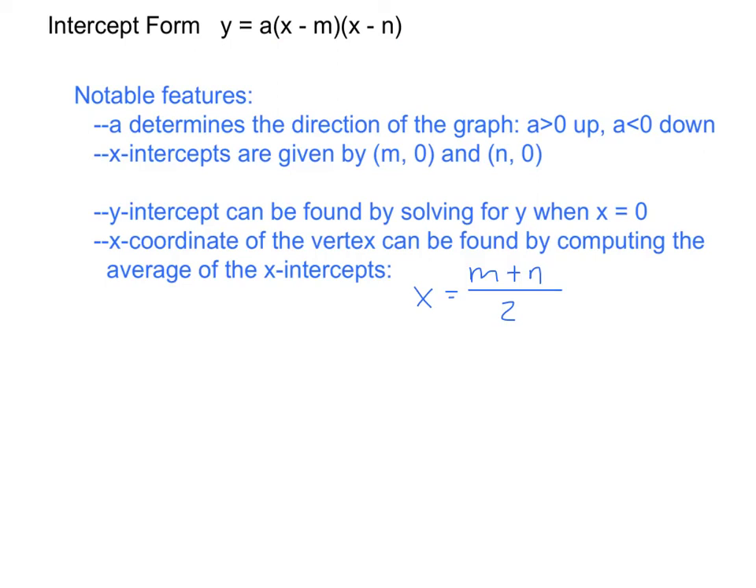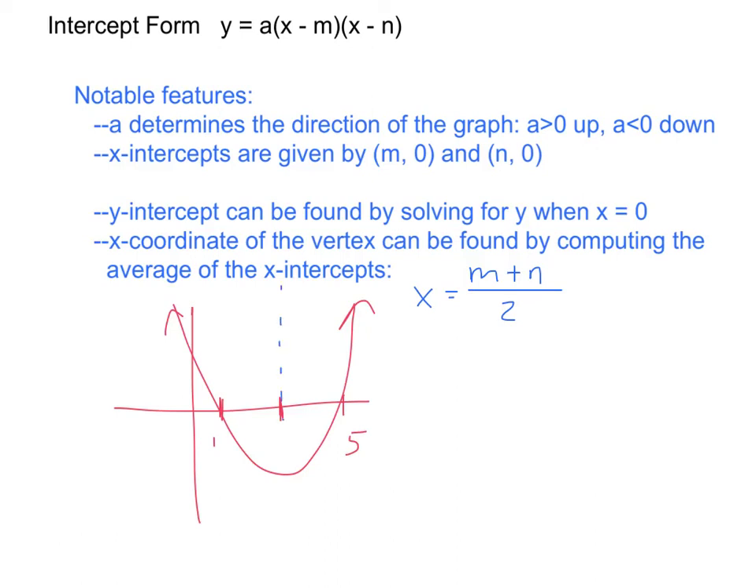Finding the x-coordinate of the vertex is an interesting thing to do here. Suppose that you have a parabola that's sitting like this, and just for the sake of argument, let's say this is 1 and this is 5. If I were to ask you what the x-coordinate of the vertex is, the reality is that because a parabola is symmetric across its axis of symmetry, my vertex has to be halfway between the two x-intercepts. So if we know that the two x-intercepts are m and n, we can simply average them together, and whatever that x value is has to be the x-coordinate of the vertex.